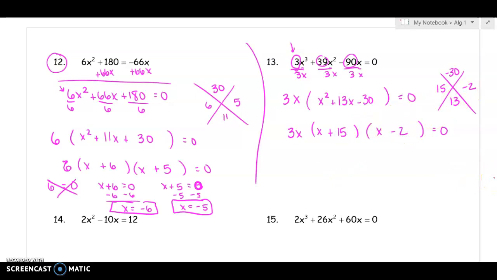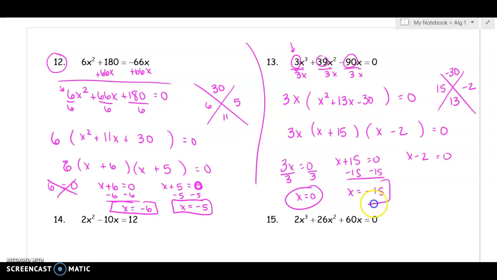And now our final step is zero product property. Set things equal to 0 and solve. This time you can set 3x equal to 0. Before we only had just a number. This time we actually have a variable. So 3x is going to be set equal to 0. X plus 15 is going to be set equal to 0. And x minus 2 is going to be set equal to 0. So we're going to have three answers. Divide by 3, you get 0. Subtract 15, you get negative 15. And add 2, you get positive 2. All right, so those are going to be your three solutions.